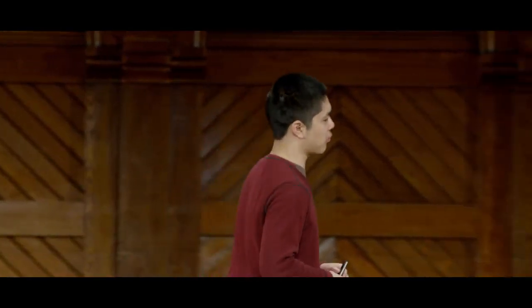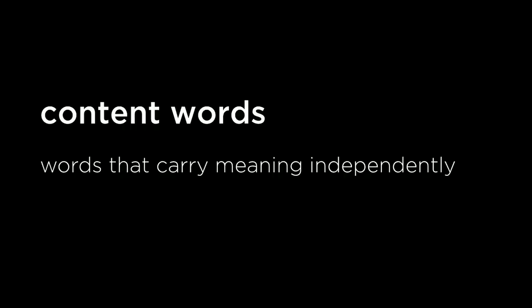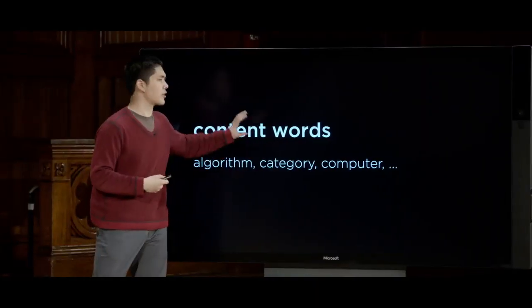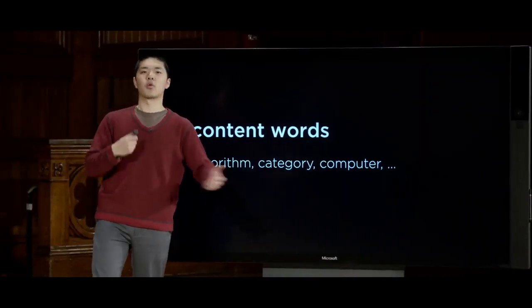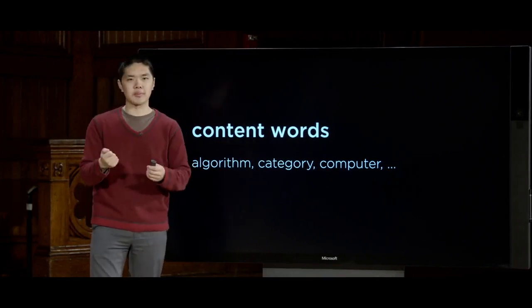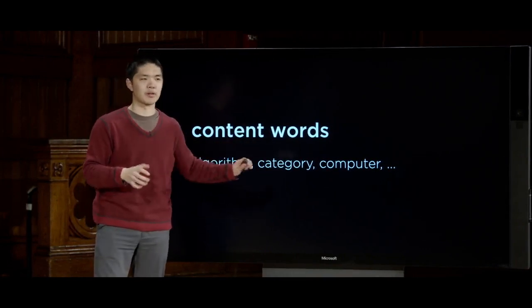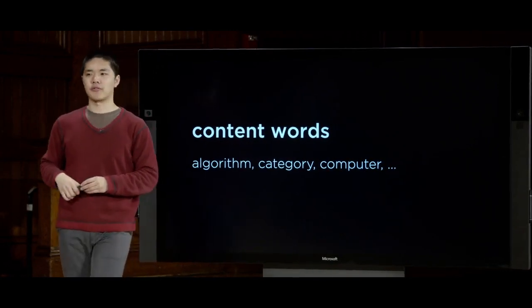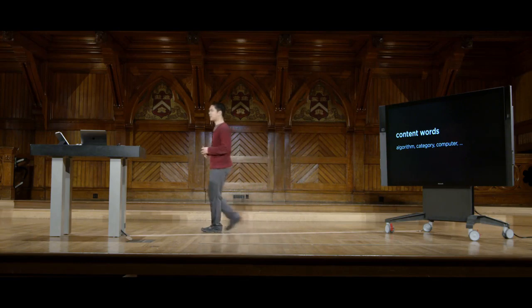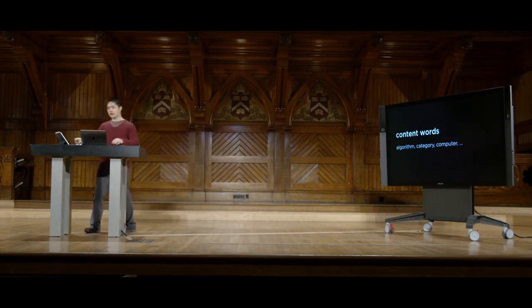And that's in contrast with what we might call content words, words that carry meaning independently, words like algorithm, category, computer, words that actually have some sort of meaning. And these are usually the words that we care about. These are the words where we want to figure out, what are the important words in a document. We probably care about the content words more than we care about the function words. And so one strategy we could apply is just ignore all of the function words.